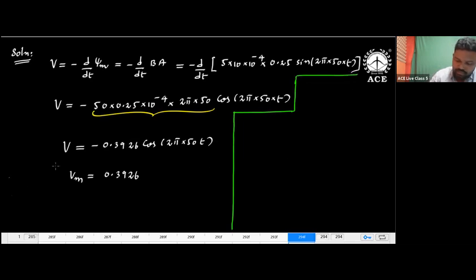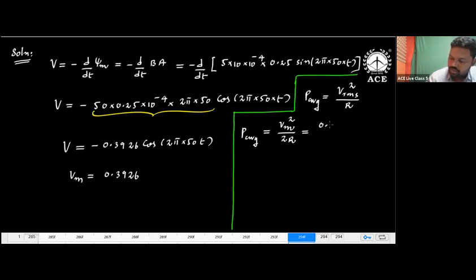So what is the average power? P average is equal to Vrms into R, isn't it? Vrms square by R, beta. Vrms square divided by R, that's all it is. So how much is this? What is the RMS value, beta? Vm by root 2, isn't it? Vm square by 2R.